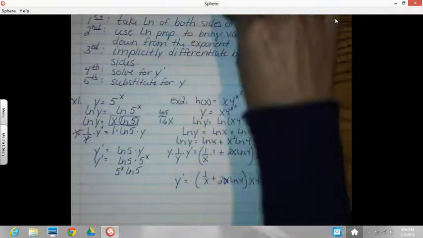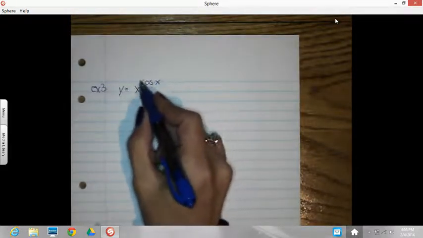Try another. y equals x raised to the cosine x. Don't be afraid of the trig function. First thing you recognize in this problem is not this x, but this x up in the exponent. I have to hit it with a log before I can get started. So it's natural log on both sides.